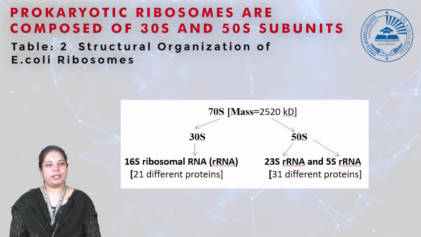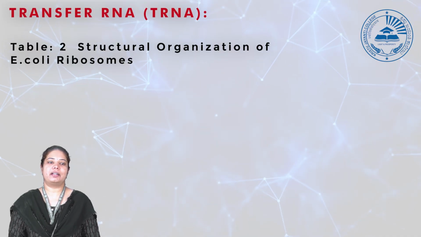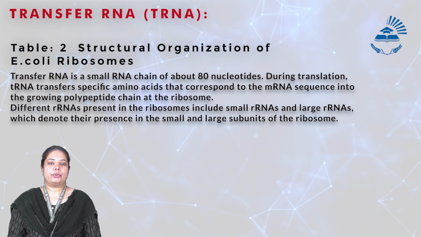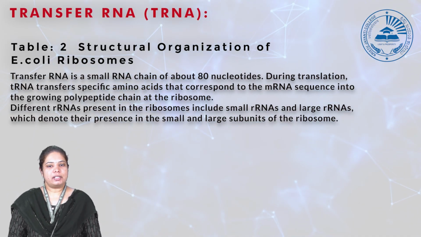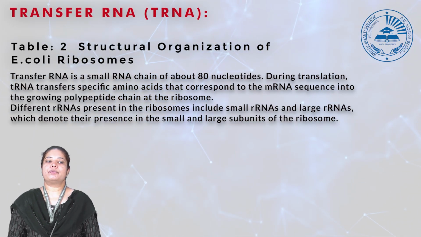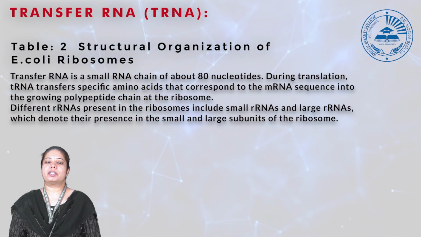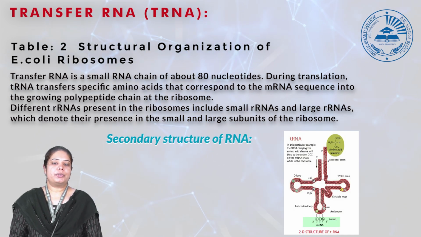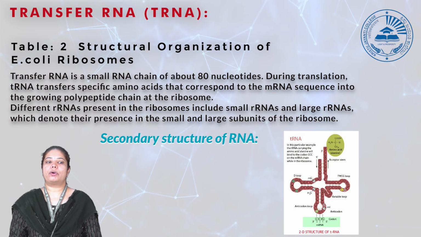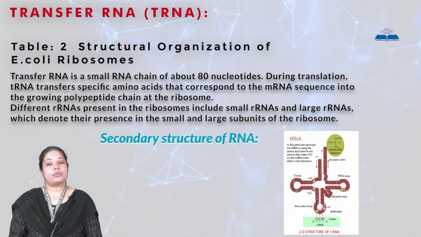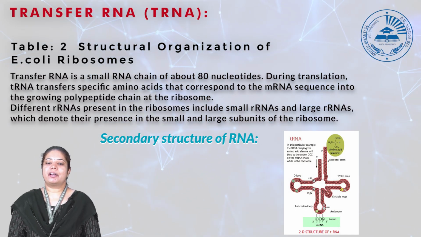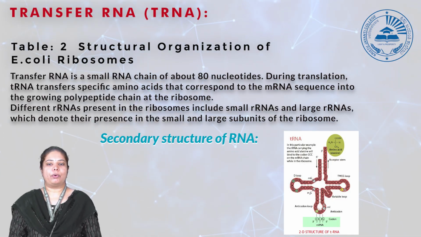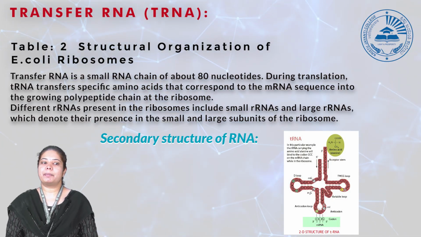The next very important RNA is transfer RNA. This transfer RNA includes about 80 nucleotide bases. These 80 nucleotide bases form a secondary structure which we call the cloverleaf structure, shown in the diagram. This cloverleaf structure contributes to the structure of tRNA. This tRNA recognizes the codon present in the mRNA, and according to the codon, the amino acid is picked up by the tRNA.